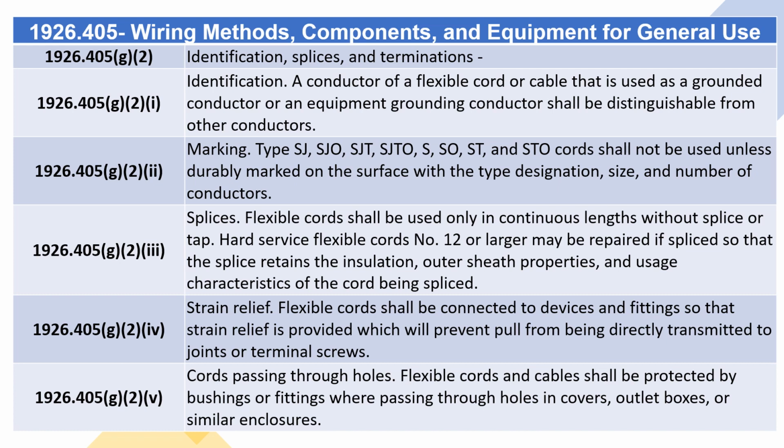1926.405(g)(2)(iv). Strain relief. Flexible cords shall be connected to devices and fittings so that strain relief is provided, which will prevent pull from being directly transmitted to joints or terminal screws. 1926.405(g)(2)(v). Cords passing through holes. Flexible cords and cables shall be protected by bushings or fittings where passing through holes in covers, outlet boxes, or similar enclosures.